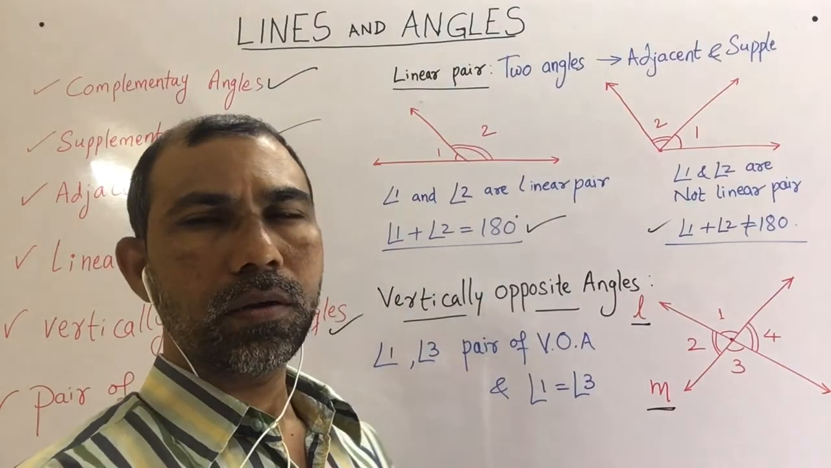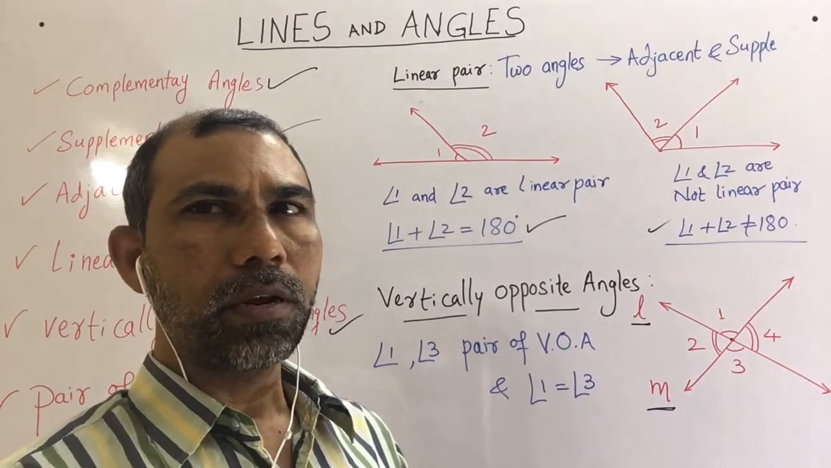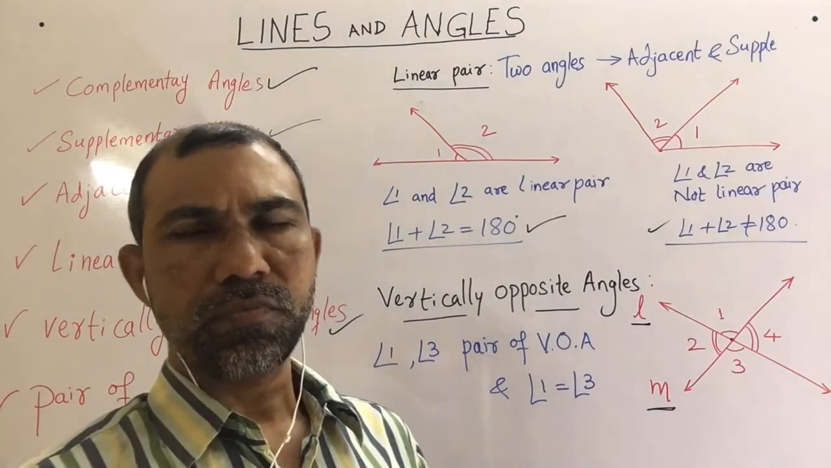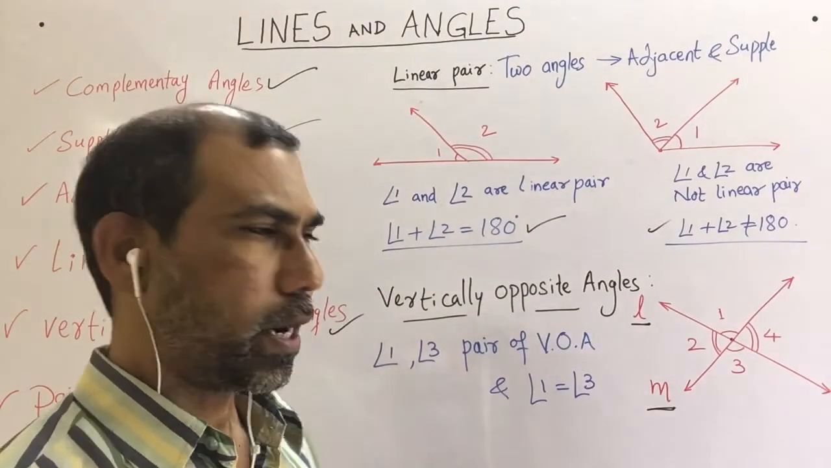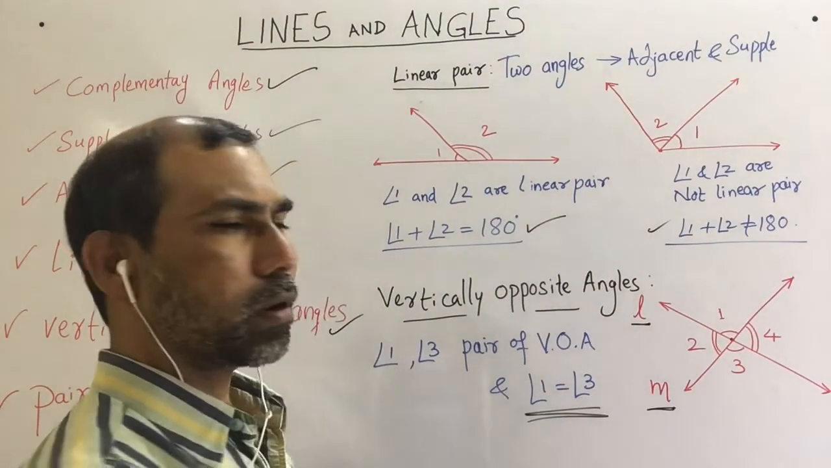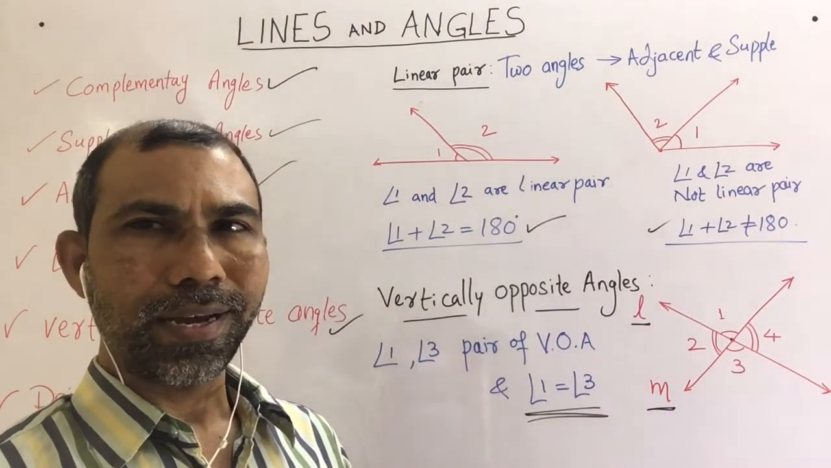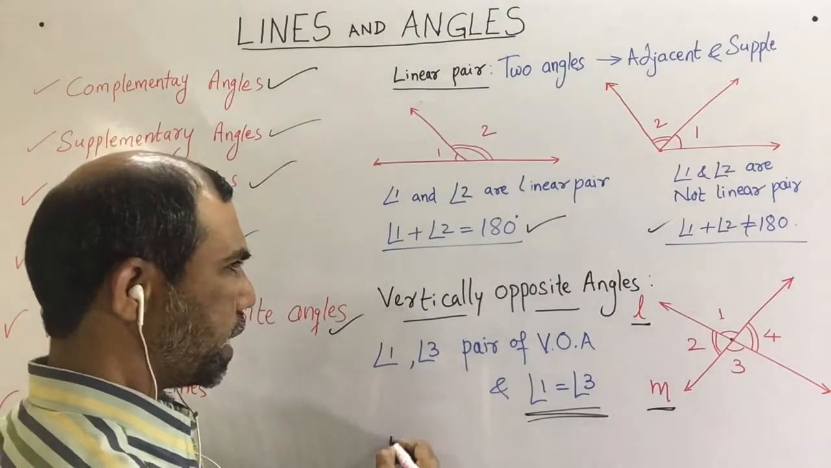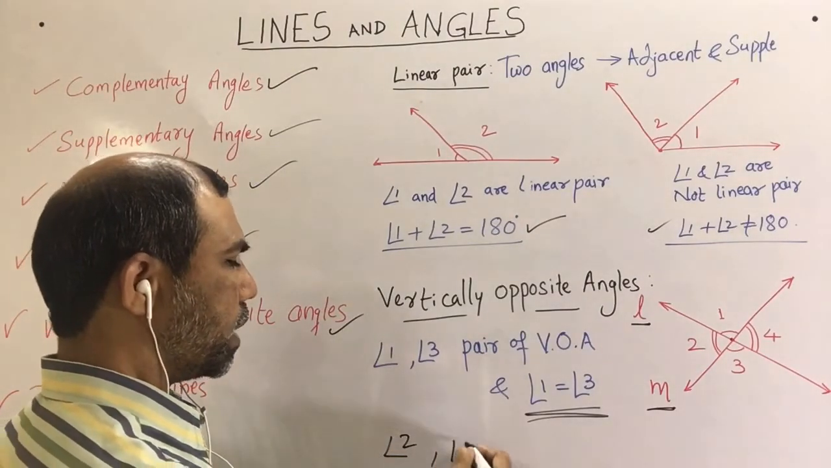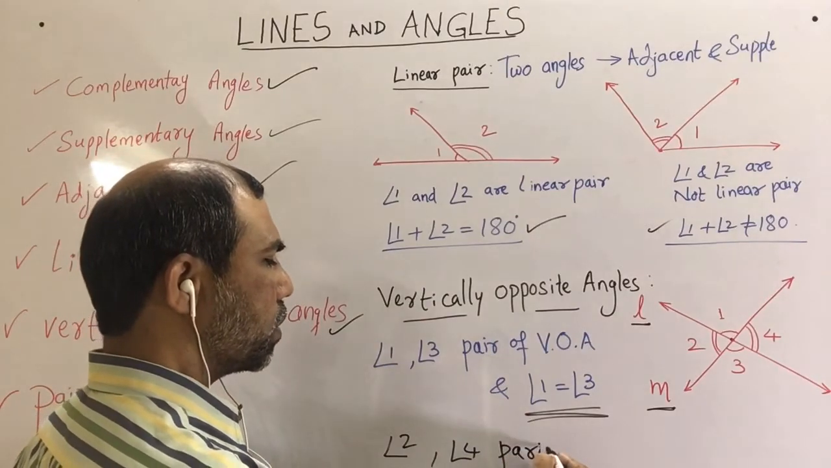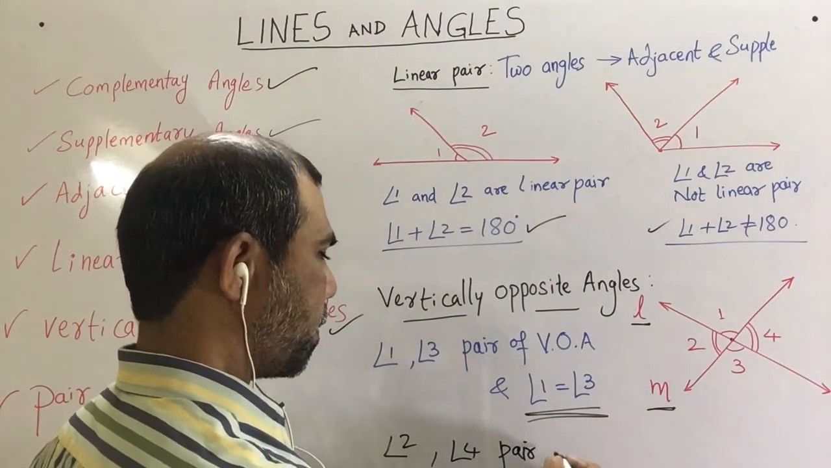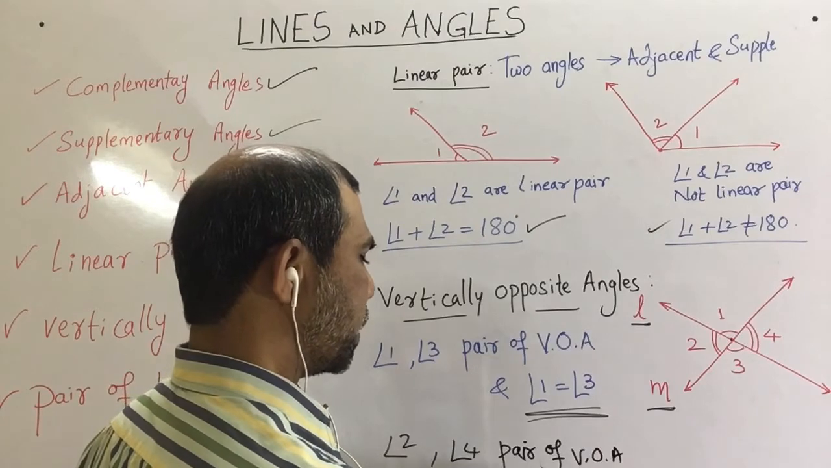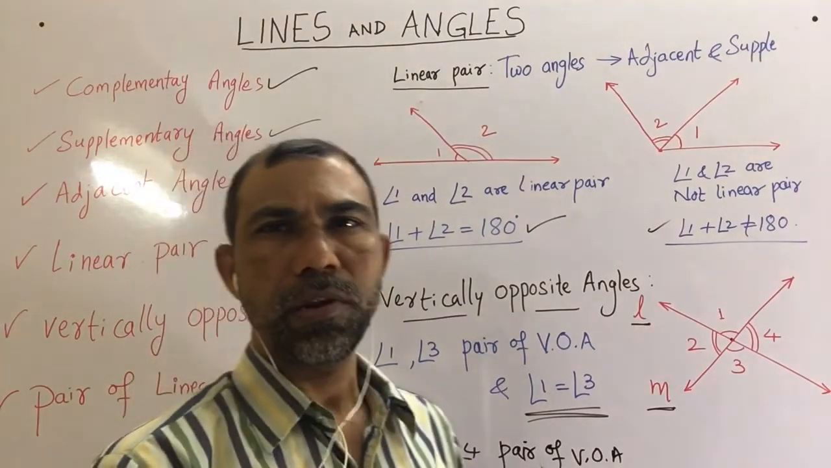And one condition is applicable here: whenever two lines are intersecting, two pairs of vertically opposite angles will be formed, and the measures of vertically opposite angles are equal. For example, angle 1 is equal to angle 3 here. Similarly, angle 2 and angle 4 are a pair of vertically opposite angles, and at the same time, we can say angle 2 is equal to angle 4. They have the same measure.